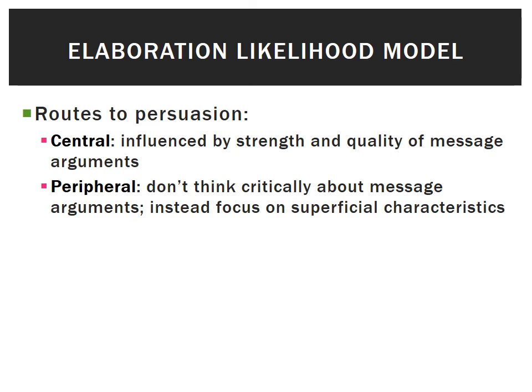However, that's not the case for everyone, so not everyone is always on the central route to persuasion. Instead, people are often on the peripheral route to persuasion, which is where we're not thinking critically about message arguments. Instead, we're just focusing on superficial characteristics. So the peripheral route, this is the low end of elaboration, because you're not really thinking about the message specifically, you're not really evaluating the strength of that particular message. Instead, you're paying more attention to those superficial cues.